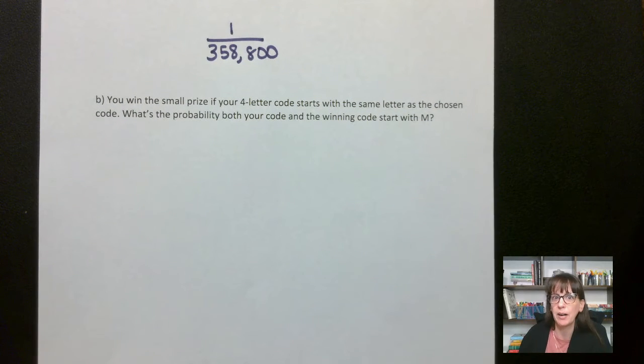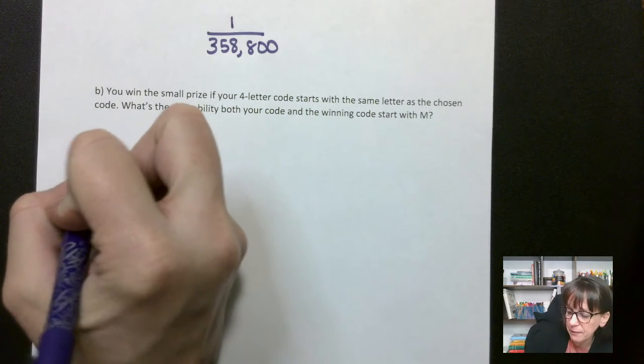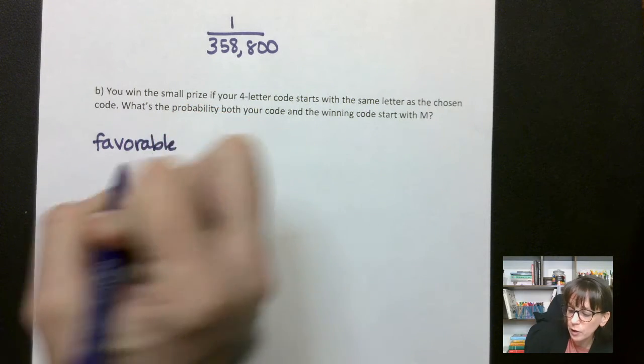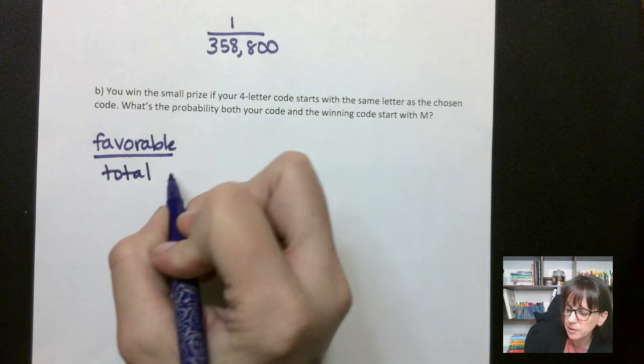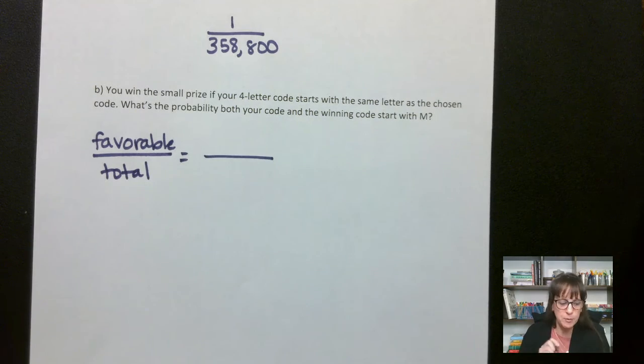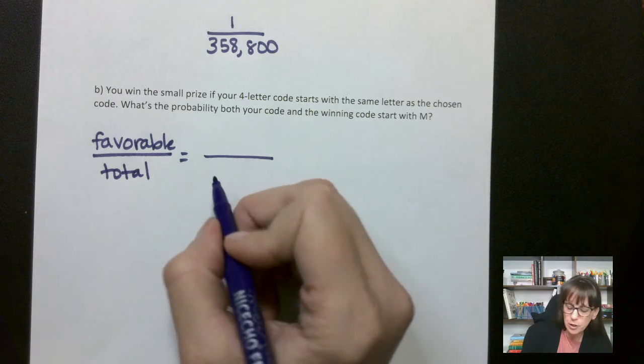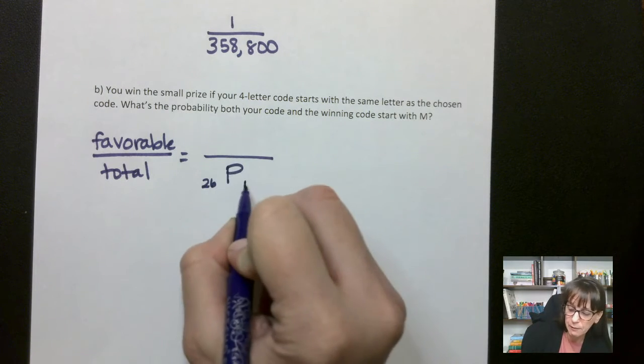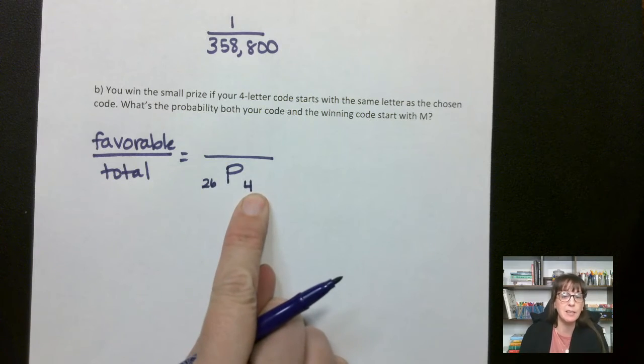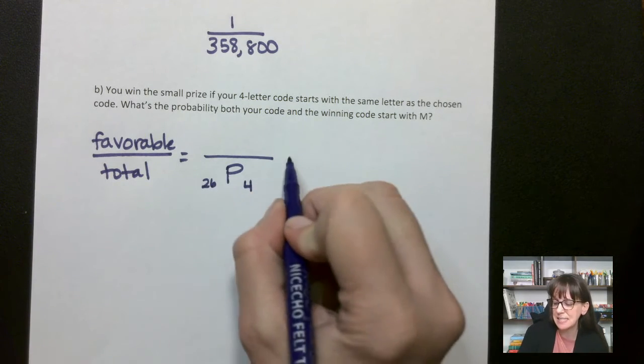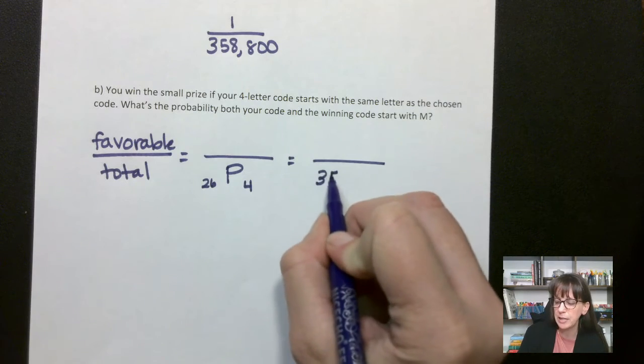All right, you win a small prize if your 4-letter code starts with the same letter of the chosen code. What's the probability both your code and the winning code start with M? Okay, so again, we want favorable over total possible. So the total possible is fairly easy because, again, permutation matters here. We have total possible is 26 permutation 4 because we have 26 letters and we need to select 4 of them. So again, this is going to give us the same thing, 358,800, because we literally just did that, right?